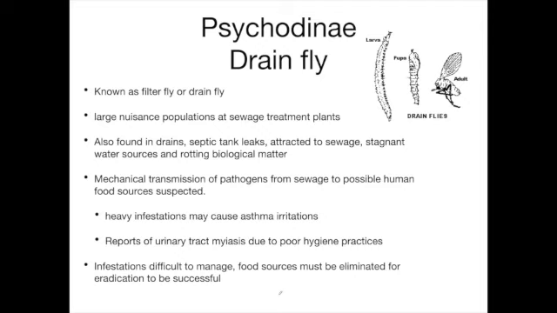With really heavy infestations, these are very tiny flies, and their wings, when they die and fall apart, cause dust and a lot of wing debris, and this can cause asthmatics to have irritations. There has also been a single report of what's known as urinary tract myiasis, where somebody actually had flies growing in the urinary tract because they used poor hygiene practices.